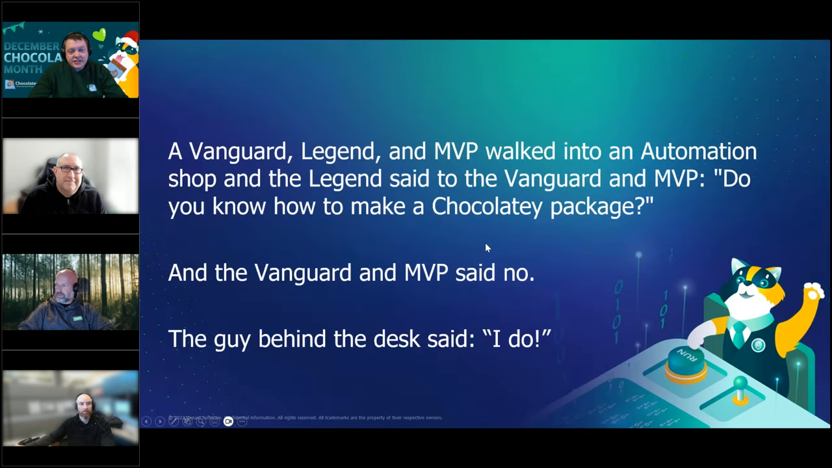It all started with this in the call for this event. A Vanguard, a legend, an MVP, Jos, Scott, and Chris here, walked into an automation shop. And the legend said to the Vanguard and MVP, "Do you know how to make a Chocolaty package?" And the Vanguard and MVP said, "No." But the guy behind the desk said, "I do." So this is what we are going to do today. I'm going to instruct the guys here on how to create their own Chocolaty package.